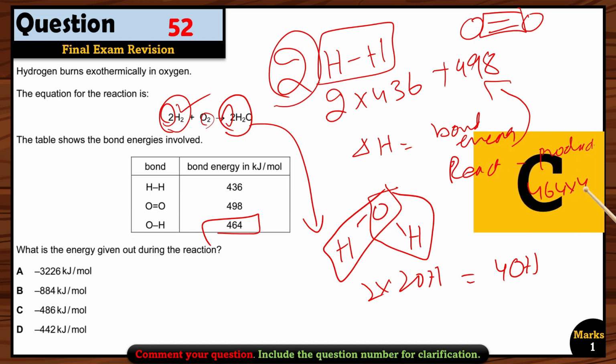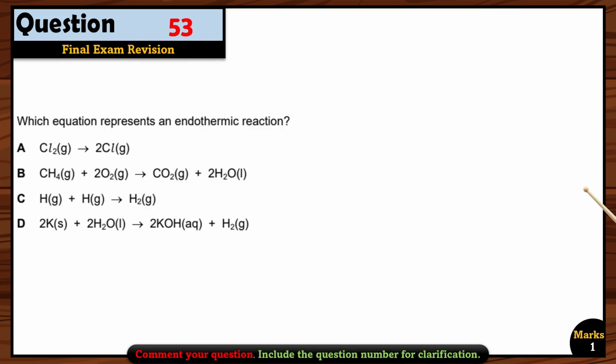So the answer for this question is C. You can calculate using these values and you will see your answer will be C. So remember what you have to remember. Don't forget the coefficients, and second, always draw the structure formula to know the type and the number of the bond. Let's see another question.